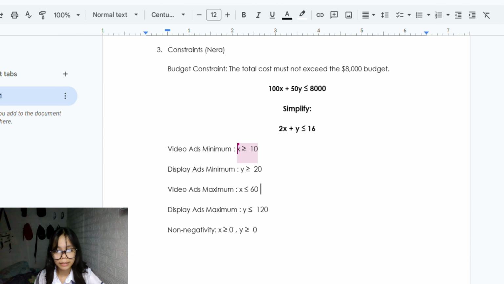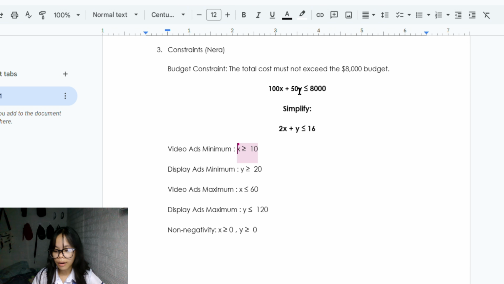So for non-negativity, the number of video ads and display ads cannot be negative. So that's why we have that. So we have the mathematical representation here: x is greater than or equal to 0, and y is greater than or equal to 0.